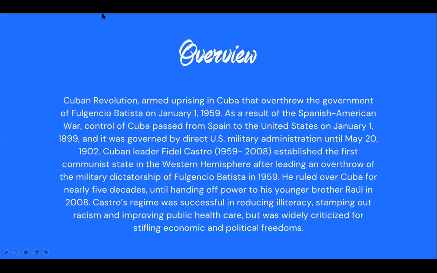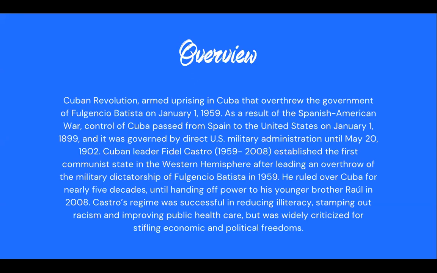Let's go back. The overview. The Cuban Revolution was an armed uprising in Cuba that overthrew the government of Fulgencio Batista on January 1, 1959. As a result of the Spanish-American War, control of Cuba passed from Spain to the United States on January 1, 1899, and it was governed by direct U.S. military administration until May 20, 1902.